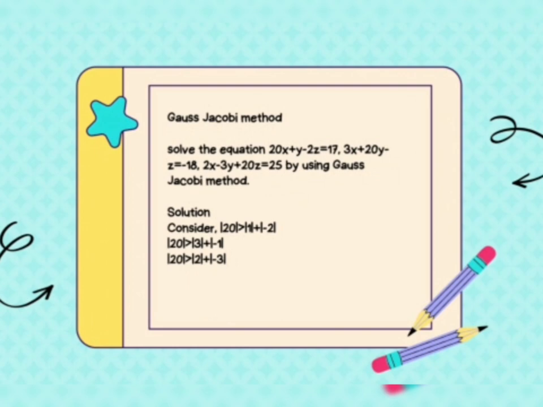Solve the following system of equations: 20x plus y minus 2z is equal to 17, 3x plus 20y minus z is equal to minus 18, 2x minus 3y plus 20z is equal to 25. The condition for the Gauss-Jacobi method is that the system should be diagonally dominant. That means the coefficient of x should be greater than the remaining coefficients in that equation.